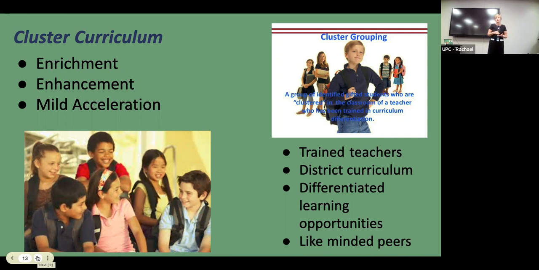When we think about how we address the curriculum in a cluster classroom, we address it in three areas. We address it with enrichment, that opportunity to go deeper, to extend my learning. We address it with enhancements. An enhancement says, I'm going to change the complexity of what you're doing. Gifted kids thrive on complexity. When we make something more complex for them, they get excited.